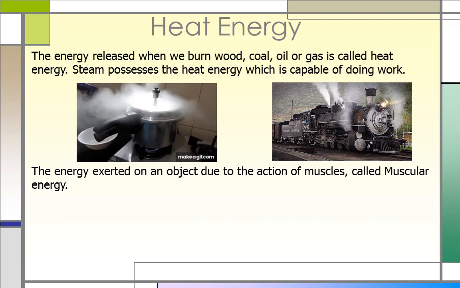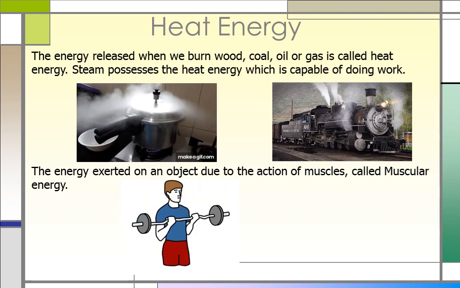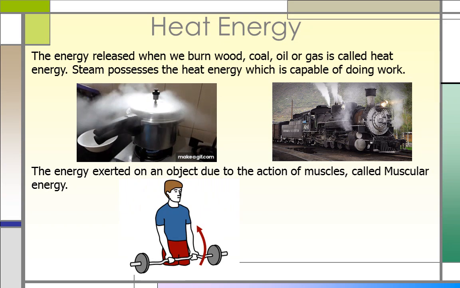The food which we consume burns slowly in our cells to produce heat energy, and this heat energy in turn makes us do muscular work and changes into muscular energy. So muscular energy is another kind of energy which is exerted on an object due to the action of muscles. The energy exerted on an object due to the action of muscles is called the muscular energy.